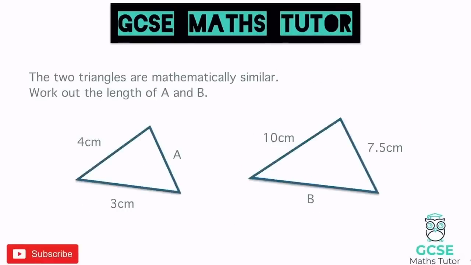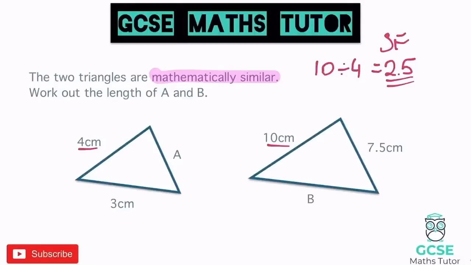Okay, so we've got that these two shapes are mathematically similar. Work out the length of A and B. Now mathematically similar means one is an enlargement of the other, which means there's a scale factor between them. So if we can identify a similar side on both of them, which we've got here, 4 and 10, we can find the scale factor. So we always just do the big one divided by the little one. So 10 divided by 4, 4 fits in twice and a half, 4, 8, and then an extra 2, so it's 2.5. You might just get a whole number there, but there's my scale factor, and I always label that, I just say SF, so the scale factor is 2.5.